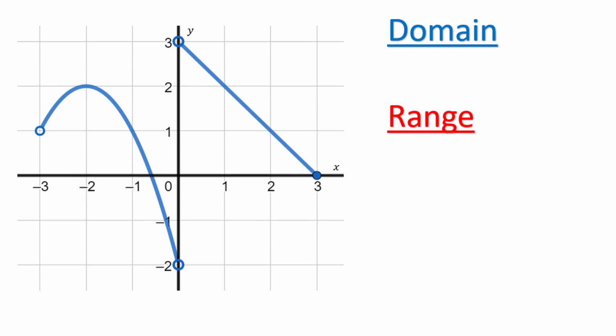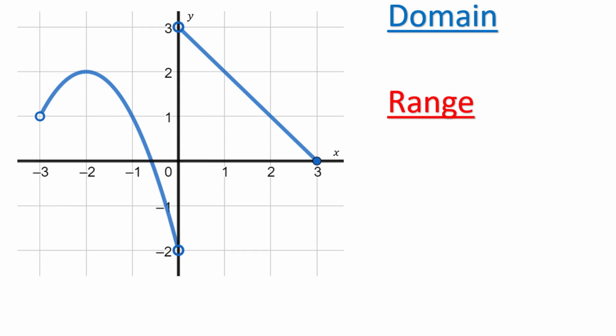Let's try another problem. Here we have a piecewise function, as the function is not continuous. The domain begins at x is equal to -3, but does not include x equals -3, so we use parentheses. X is defined until we hit x equals 0.